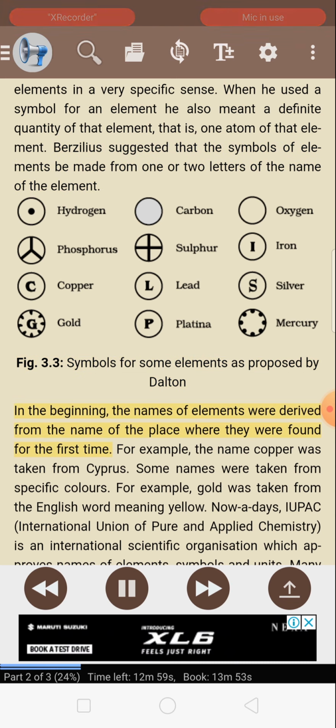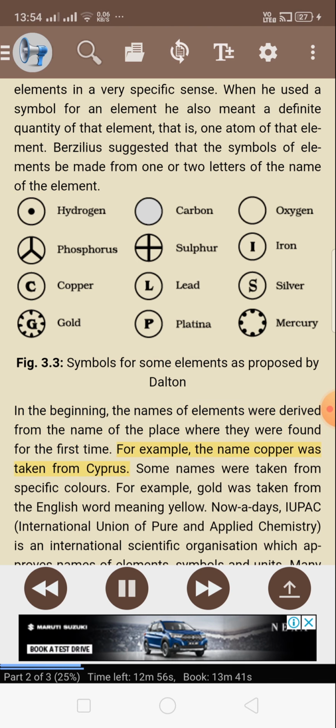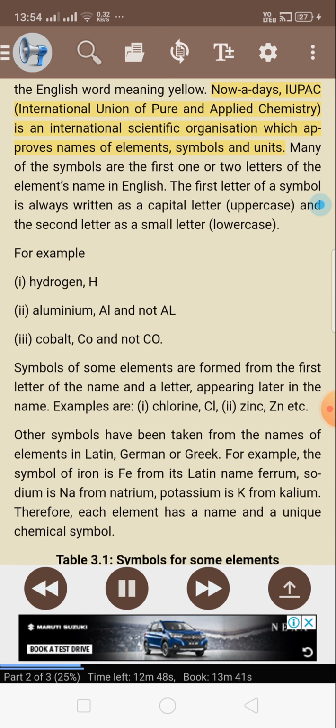In the beginning, the names of elements were derived from the name of the place where they were found for the first time. For example, the name copper was taken from Cyprus. Some names were taken from specific colors. For example, gold was taken from the English word meaning yellow. Nowadays, IUPAC, International Union of Pure and Applied Chemistry, is an international scientific organization which approves names of elements, symbols, and units. Many of the symbols are the first one or two letters of the element's name in English.